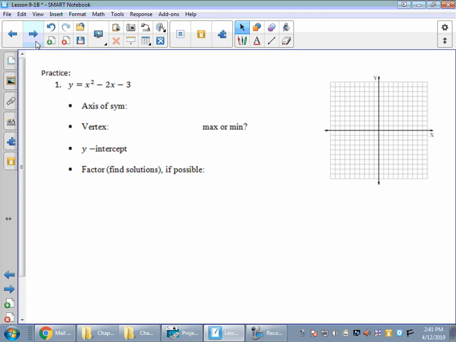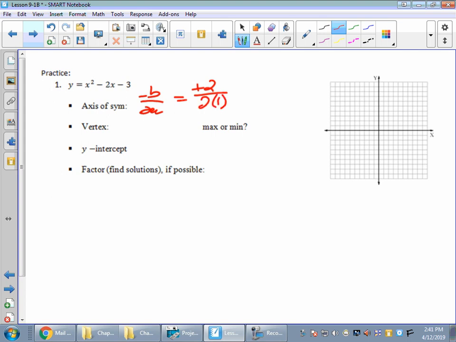First one, y equals x squared minus 2x minus 3. To find the axis of symmetry first, we're going to look at negative b over 2a. In this case our b value is negative 2, so the opposite of that would be a positive 2, over 2a. Our a value is 1, so 2 times 1. That's going to be 2 over 2, which equals 1. So our axis of symmetry is x equals 1.